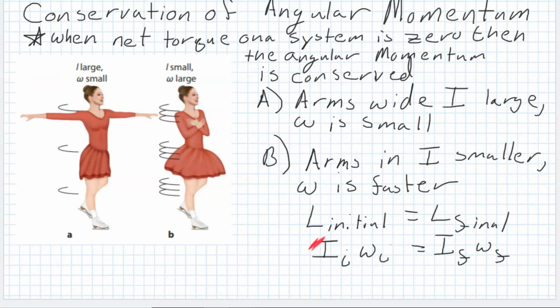And so when the initial moment of inertia is large, that means you have to have a small speed. And when your final moment of inertia is small, that means you have to have a fast speed, so that both of these terms equal each other.